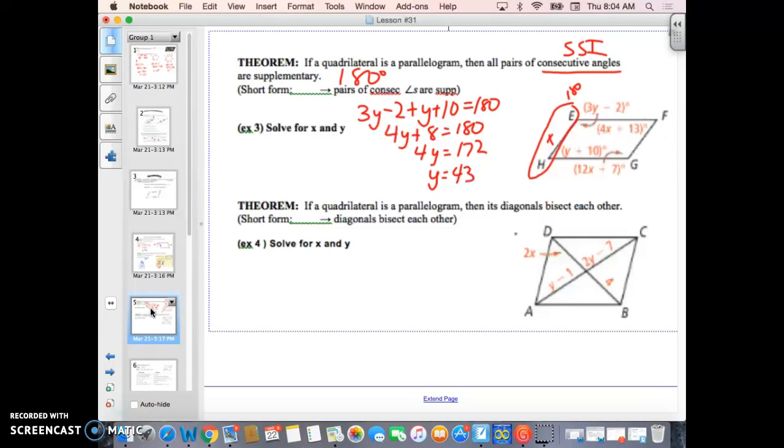Now you can do the same thing to solve for x. So that's going to be 4x plus 12x. So I'm just going to do that right now. That's 16x. And then you've got 13 plus 7 right here. 13 plus 7, so that's 20. And that's going to equal 180. So subtract out your 20 from the 180. So x is 10.